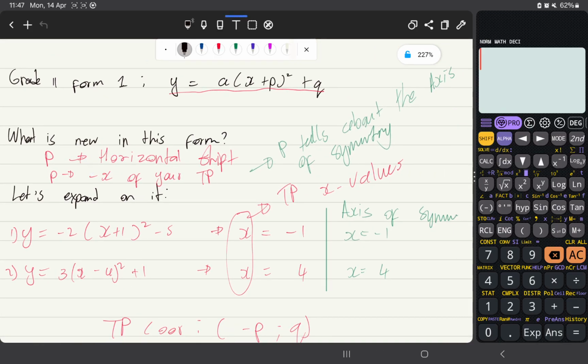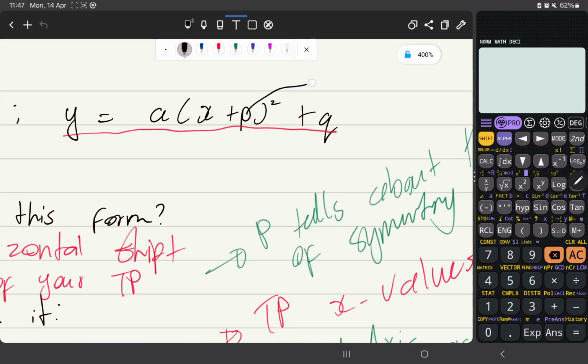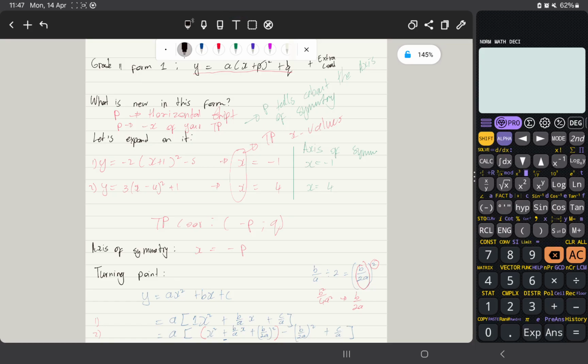Now form 1, remember, we've said some interesting things about P and Q, that they tell us about your turning point. So when you know your turning point and you have an extra coordinate, then you can use form 1. I didn't write it down, but always remember it.